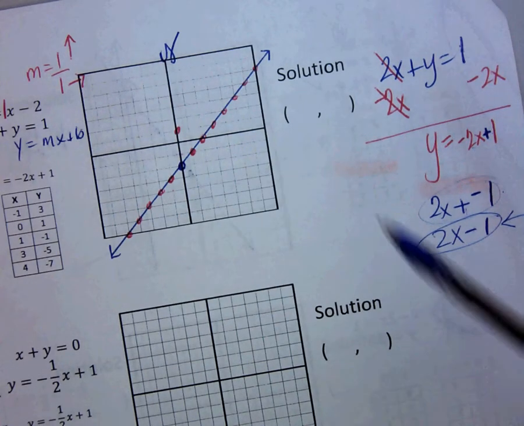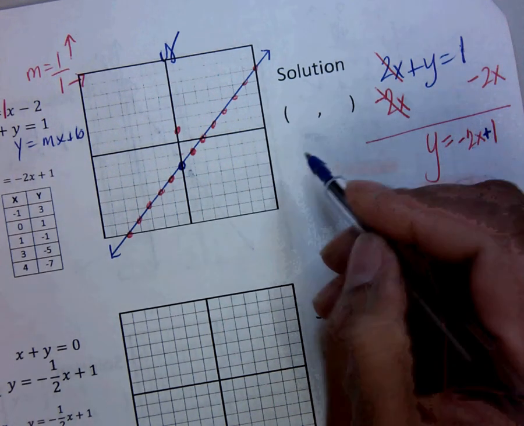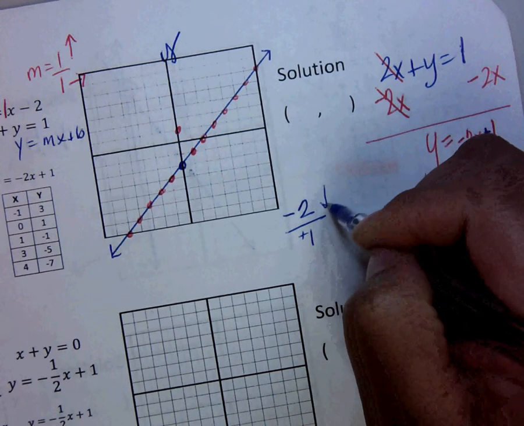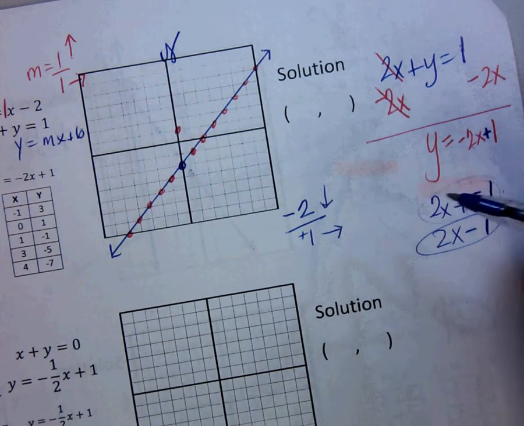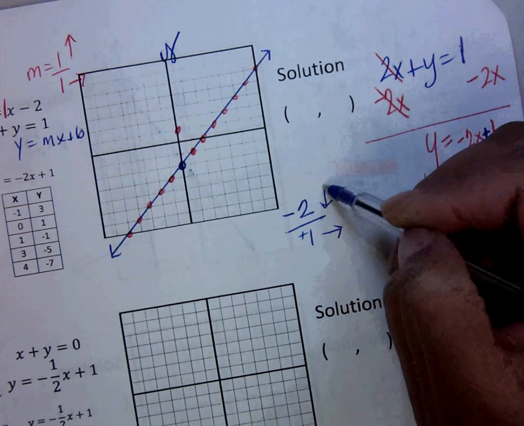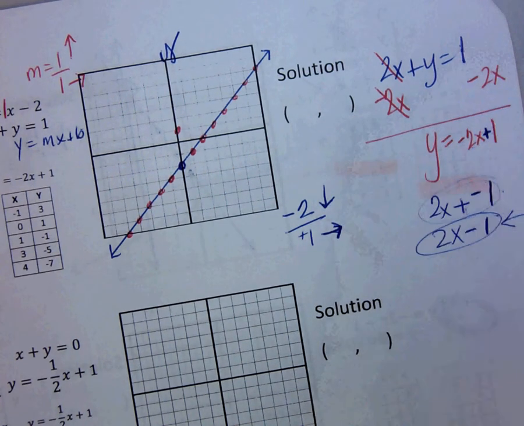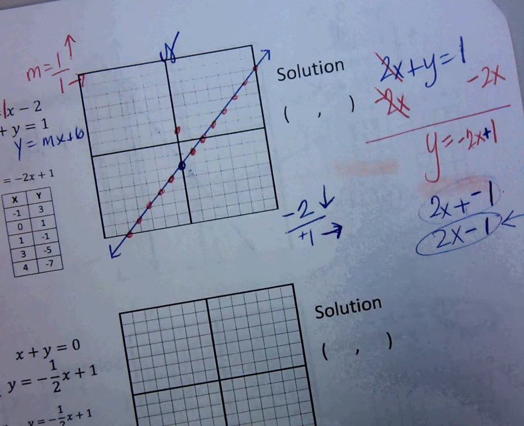My slope is -2. Oh, here we go with that slope again. Put it over +1. We go down 2 and then we go right 1. Sorry guys, I'm just so excited. I'm having fun, as you can tell.